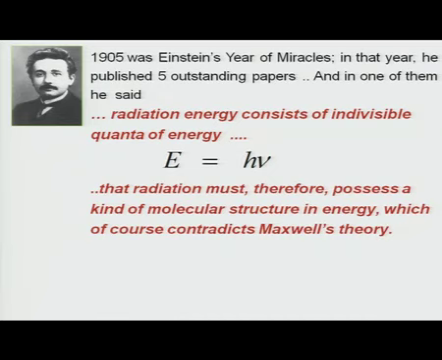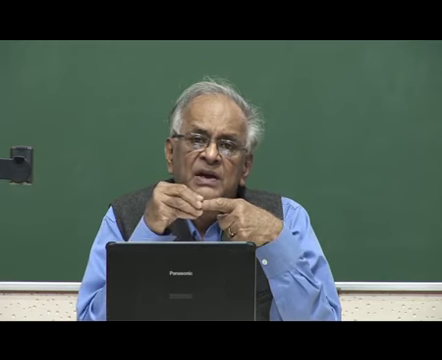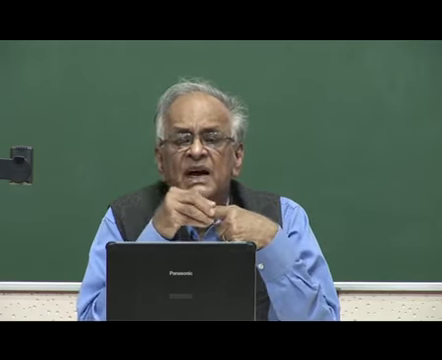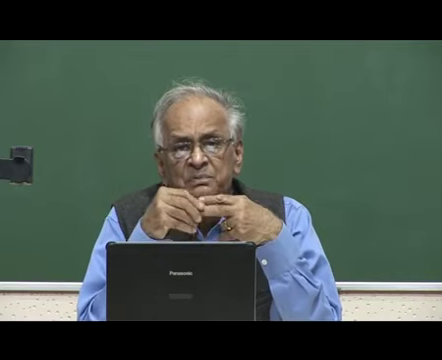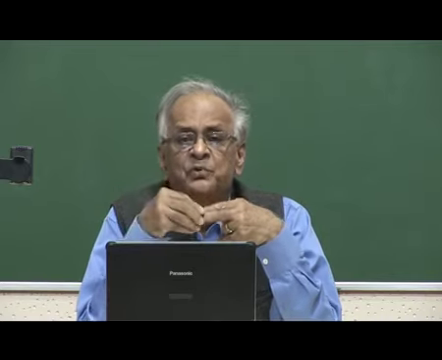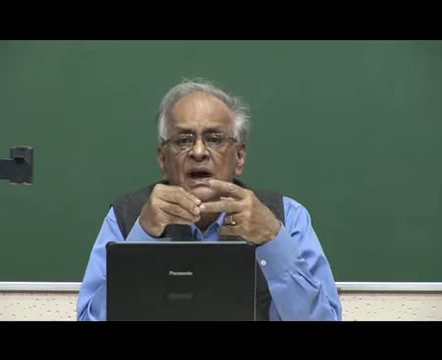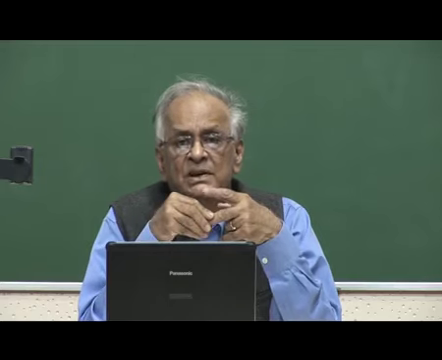Then in the year 1905, when Einstein was working in the Swiss patent office, he published 5 outstanding papers. That year is said to be Einstein's year of miracles, and the 5 outstanding papers were: the first paper was a method for determining the size of molecules, and the second paper was in which he put forward that light had a quantum nature, which I will discuss in a moment.